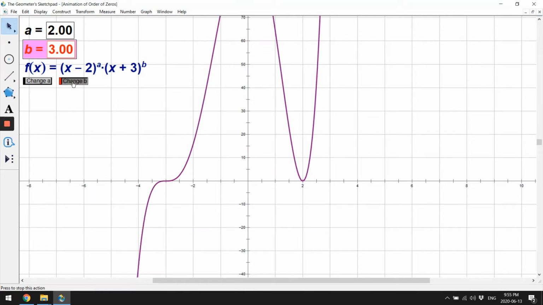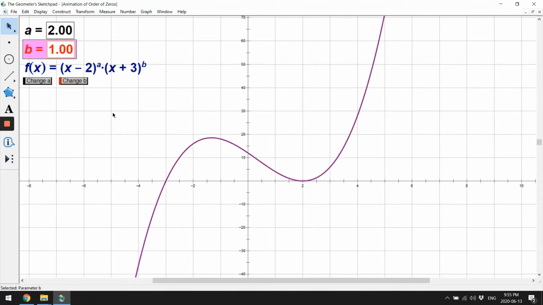We'll do it one more time. Beautiful. Okay. So regardless of whether the order of the zero is 1, 3, or 5, you should see that the sign of the function is changing. At that x-intercept, to the left of it and to the right of it, the signs are opposites. One is negative, one is positive.